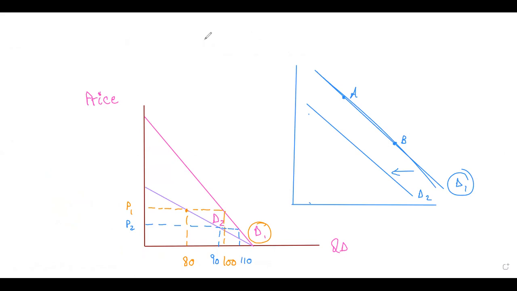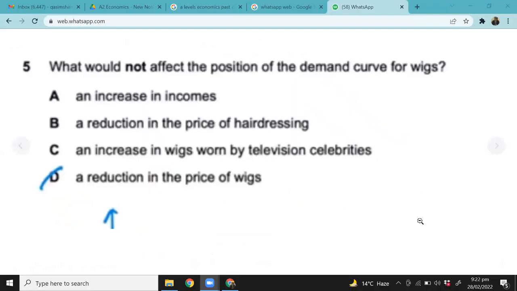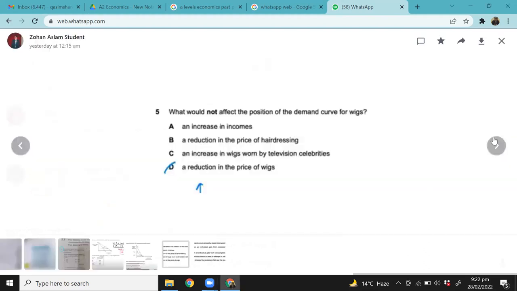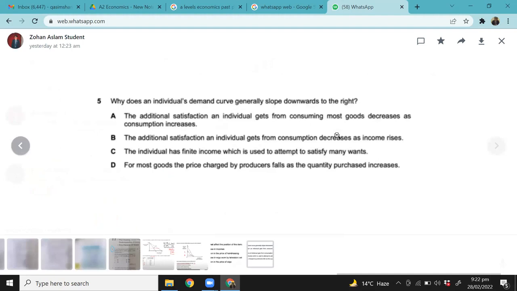They deliberately gave you hairdressing, because when I looked at B, I was like, yeah, that makes sense. But then I completely forgot that it's talking about wigs, not hairdressing, because these are two different products. A wig is something that you put on your hair, and hairdressing is the service that you get. So MCQs might appear easy, but sometimes they could be tricky. So you have to read them carefully.